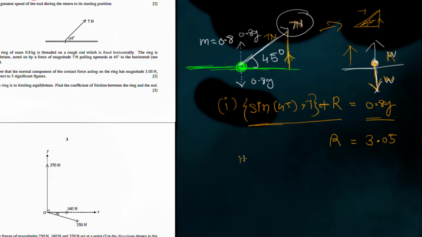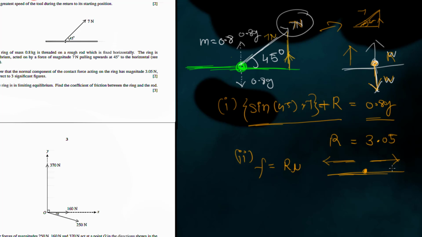For part 2 of the question, the ring is in limiting equilibrium. Find the coefficient of friction between the ring and the rod. We know that the frictional component of any force is equal to your reactionary force multiplied by your coefficient of friction. Now in this diagram, let me draw a simple diagram again. You have two horizontal forces. The first horizontal force is the horizontal component of your 7 Newton force, and the other horizontal force is your friction.